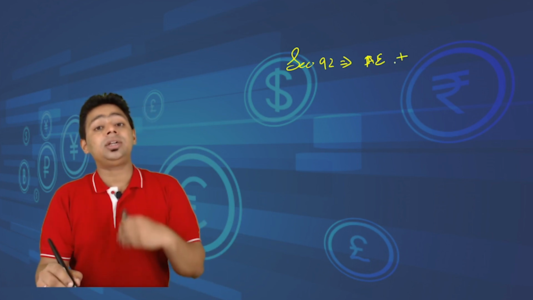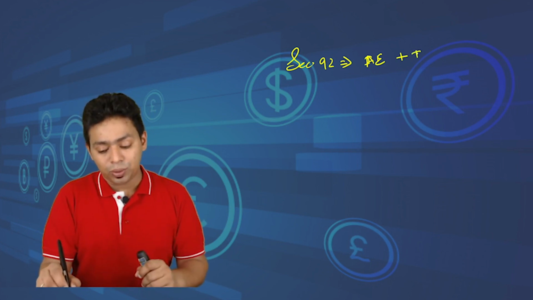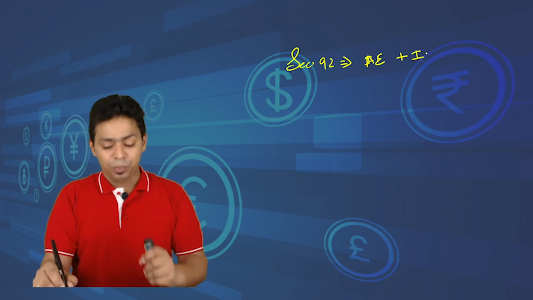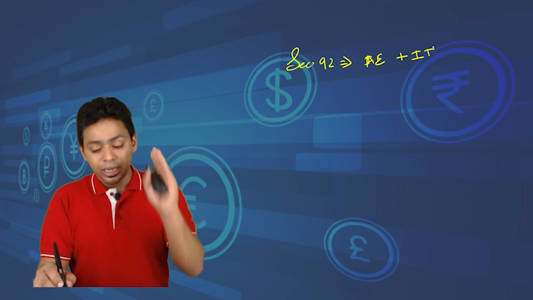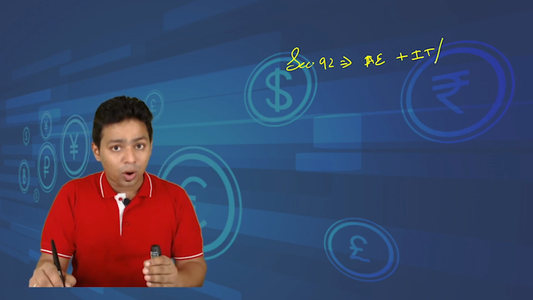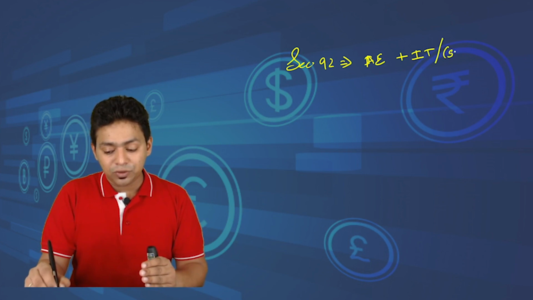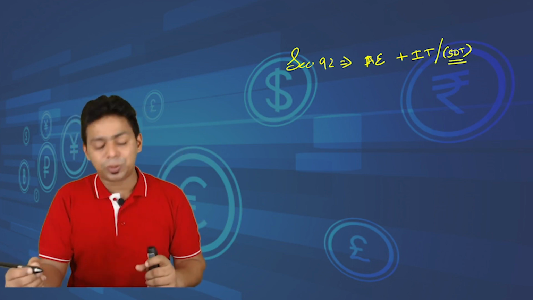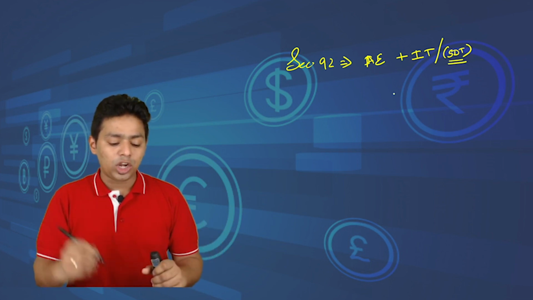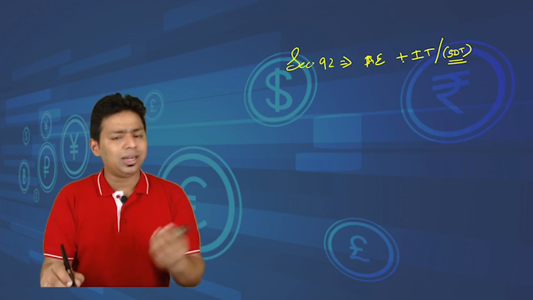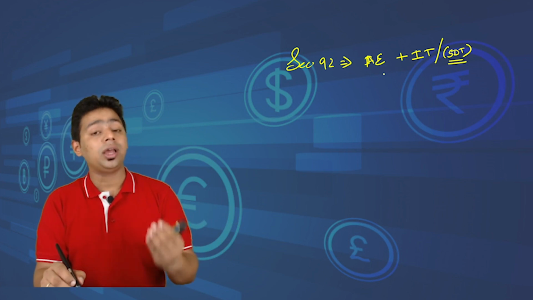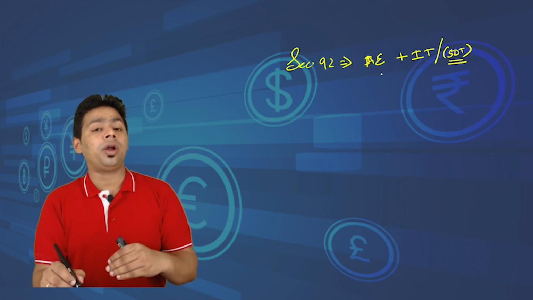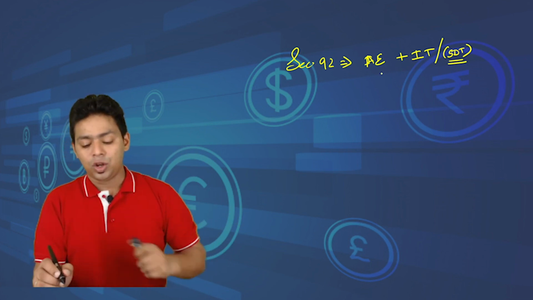Then they must have done the transaction, and that transaction has to be an international transaction. Please understand, that transaction has to be an international transaction, or, very, very important, a specified domestic transaction. It is also applicable to some specified domestic transactions. So what do you mean by specified domestic transaction? International transaction means a transaction where either one of the parties is non-resident or both of the parties are non-resident.